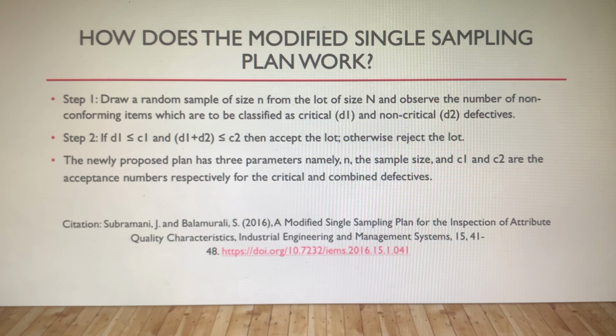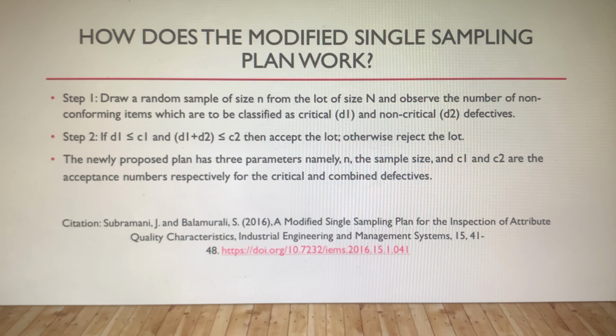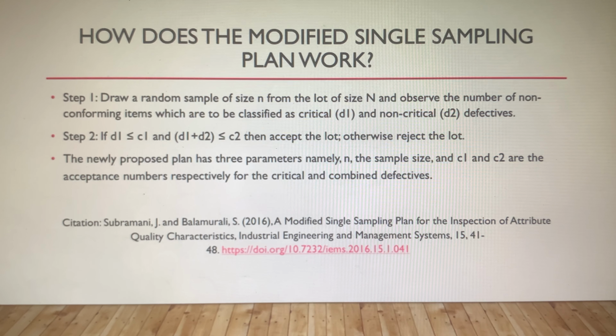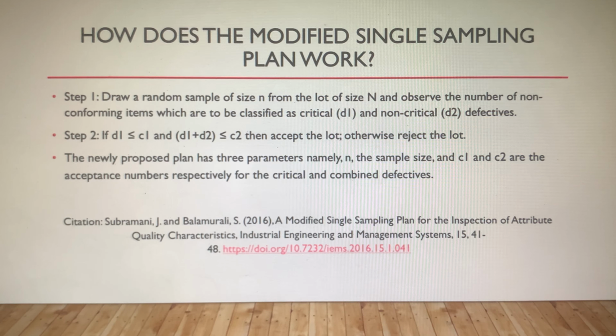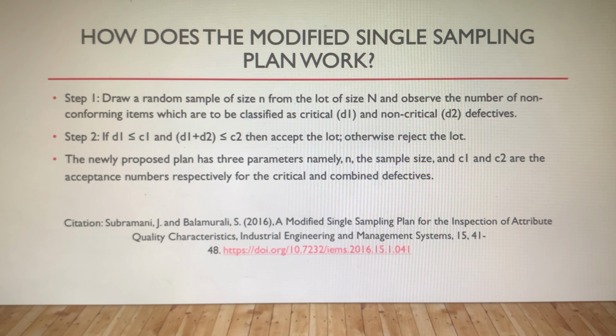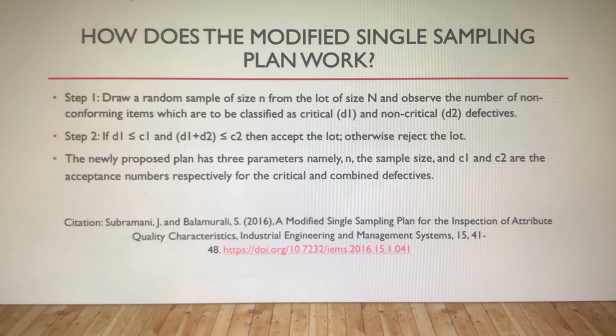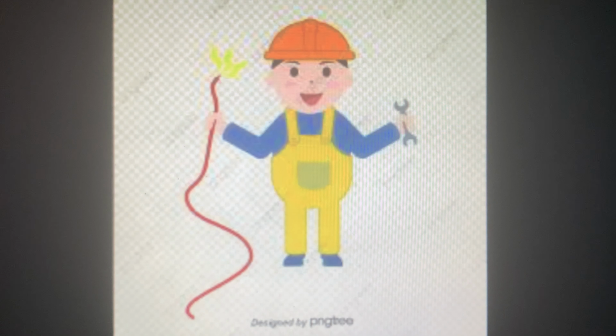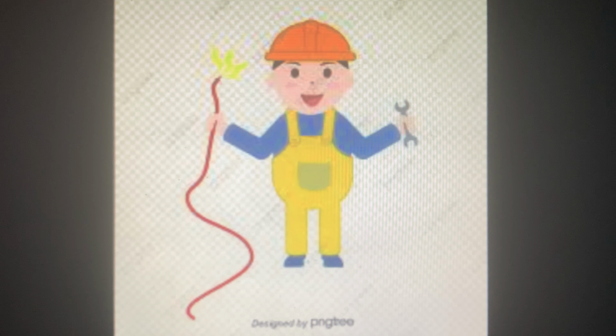If the number of critical defectives is less than the agreed accepted number, and the number of both critical and non-critical defectives added together is less than a separate agreed accepted number, then they accept the lot. Otherwise, they reject it. In this example, the worker decides to test out 5 out of the 100 fireworks.